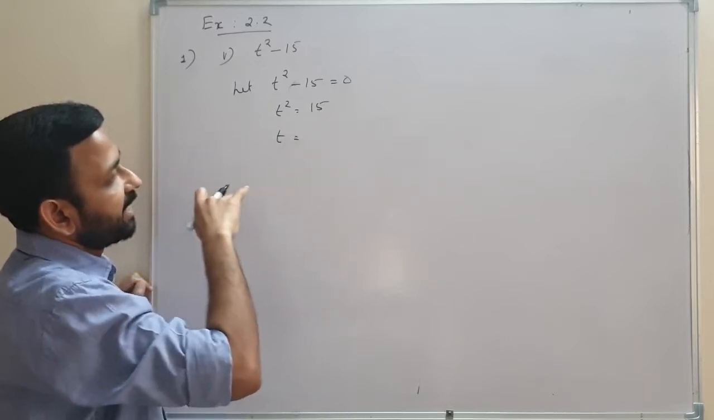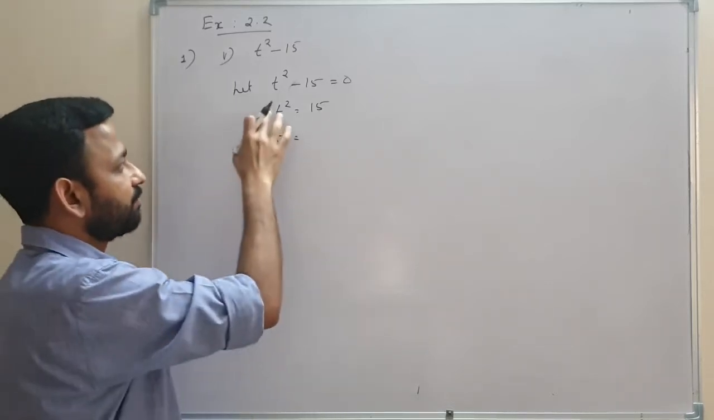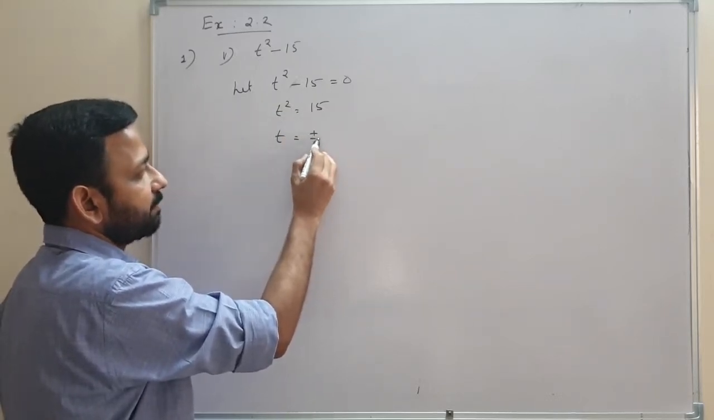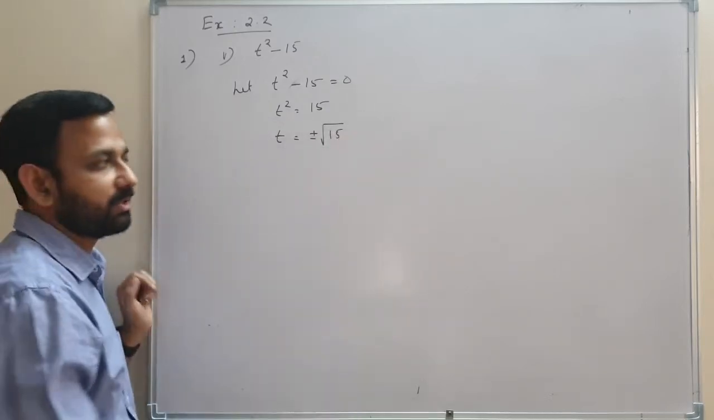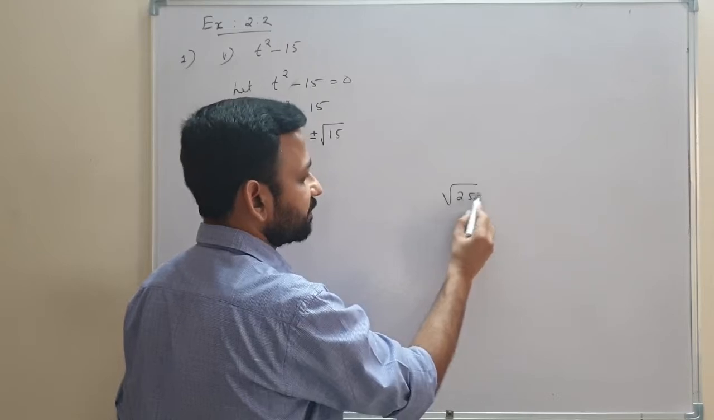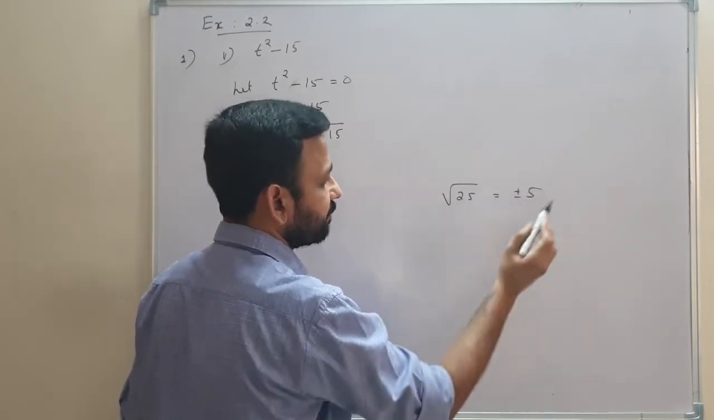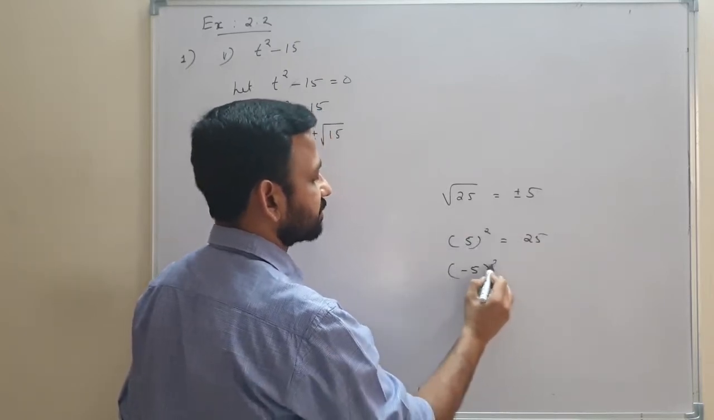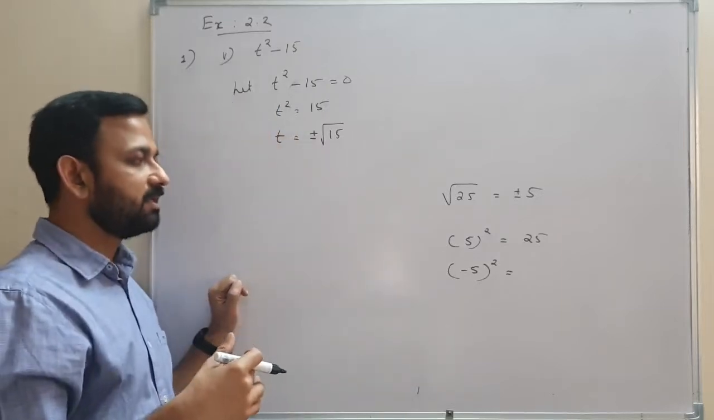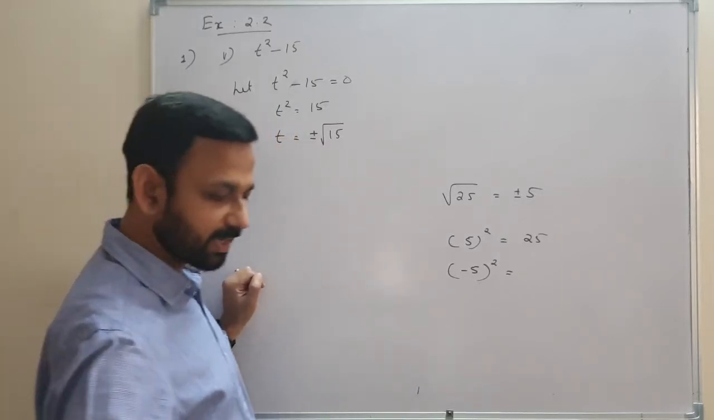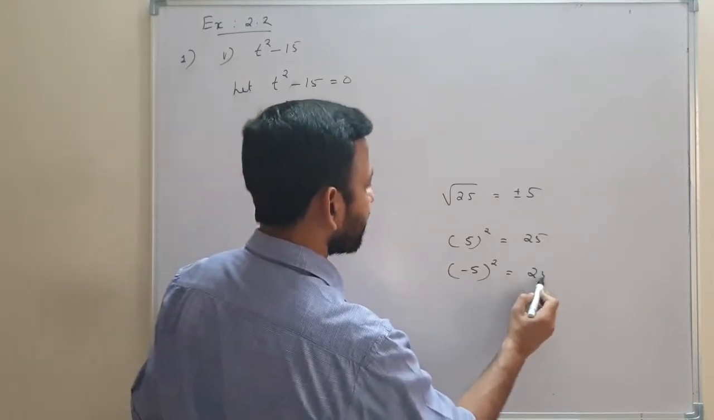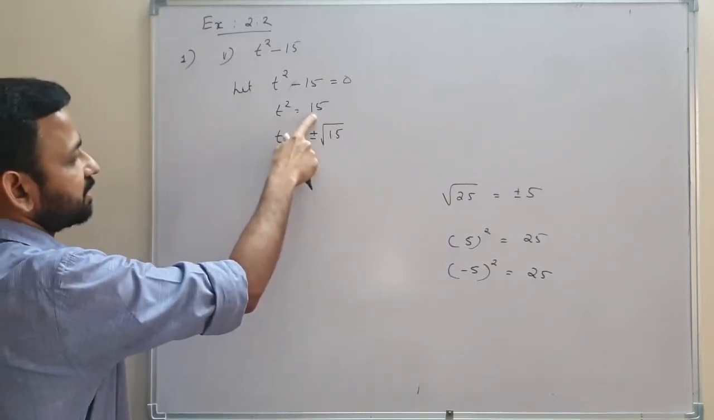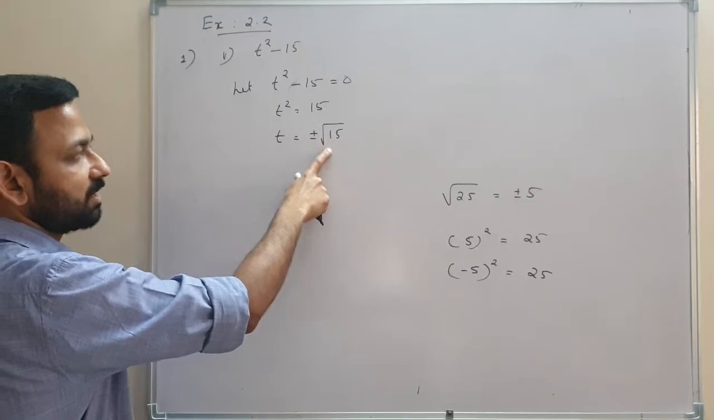Therefore t, we can take square root on both the sides. Square root of t square is t, and square root of 15. Square root of any number is plus or minus, because square root of 25 is plus or minus 5, because 5 square is 25 and minus 5 square is minus 5 into minus 5, that is also 25. So we can write square root of 25 is plus 5 or minus 5. So similarly, t square is 15, therefore t is equal to plus or minus root 15.